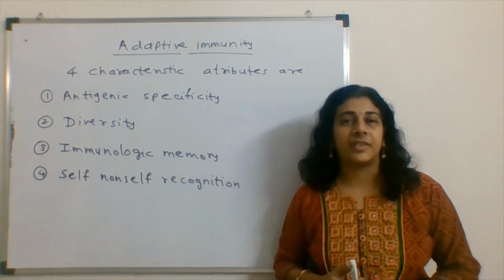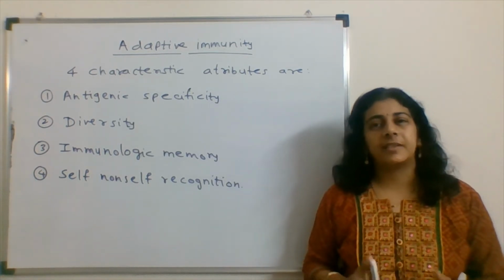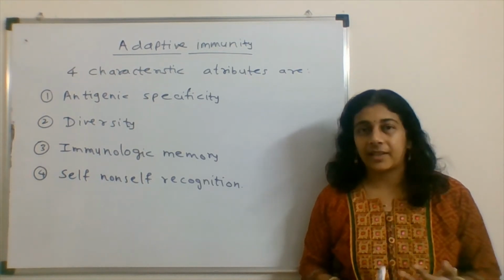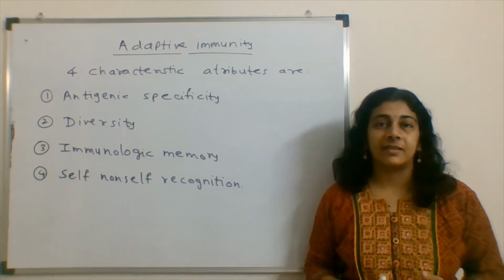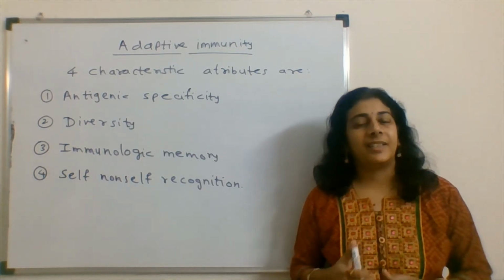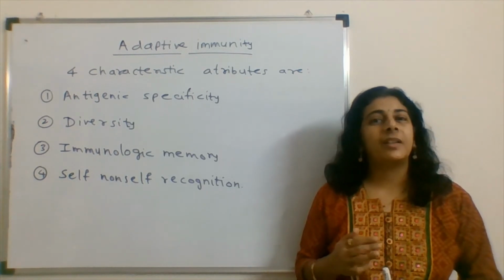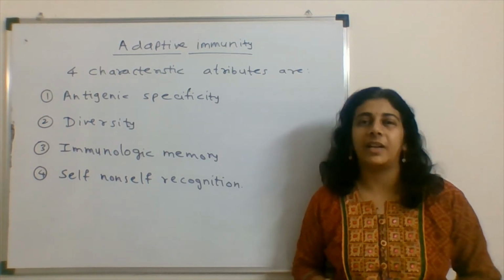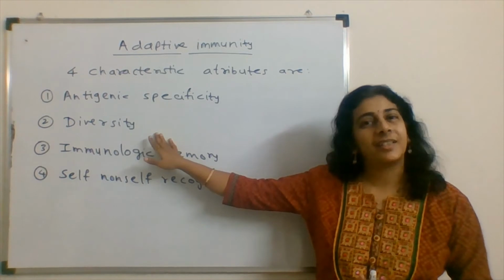Another is diversity. If we list what can work as an antigen: bacteria, viruses, some pathogens, some parasites. So a diverse number of infections can occur and these can be cleared by the immune system. This is nothing but diversity. An immune response to a diverse number of antigens can be mounted by the immune system. This is what diversity is.